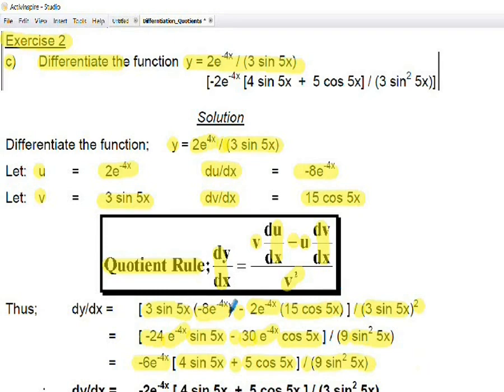Okay, simplification further here, I just divided the minus 6 and the 9 by 3 to get the minus 2e to the minus 4x, and all the other terms remain the same. So the last few lines there are purely simplification, trying to get the first differential, dy by dx, into its simplest form.